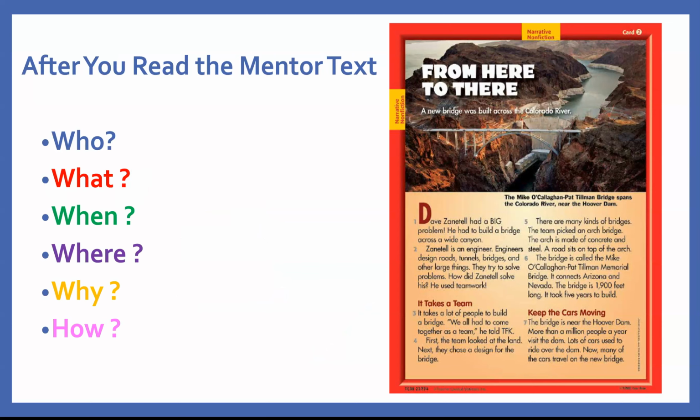All right, welcome back, my friends. So remember, we asked you to identify the who, what, when, where, why, and how, the big key components from the text From Here to There. We will talk about those in our live class later this week.